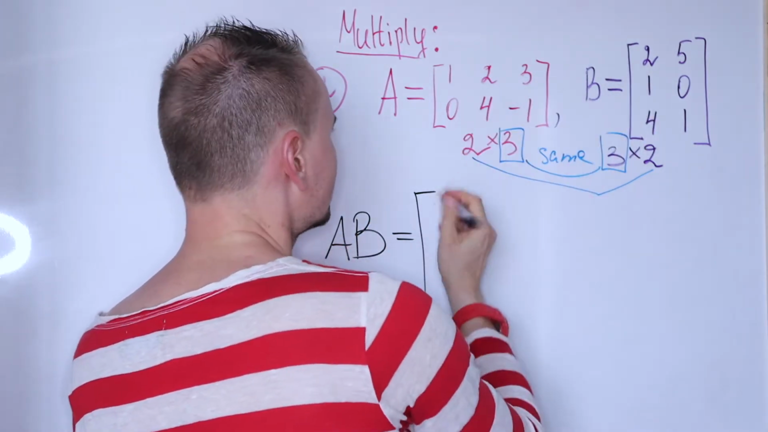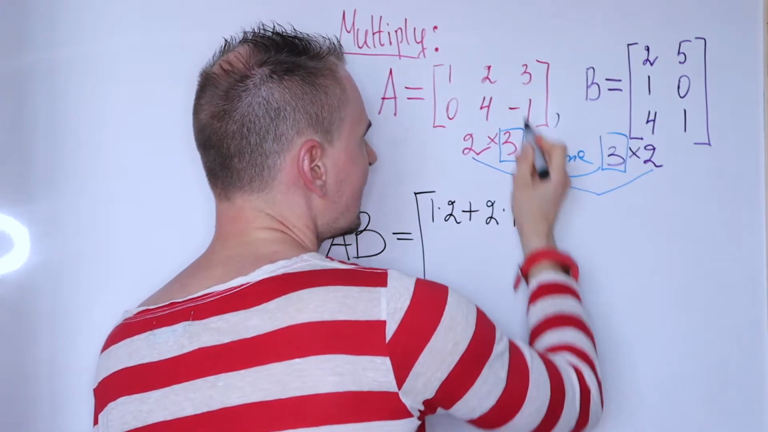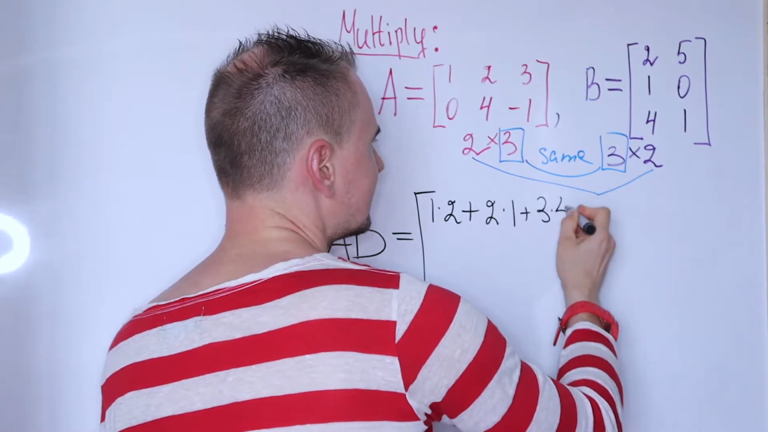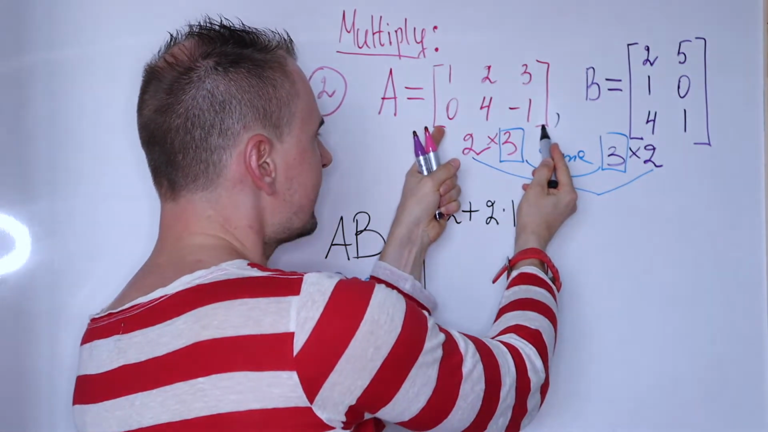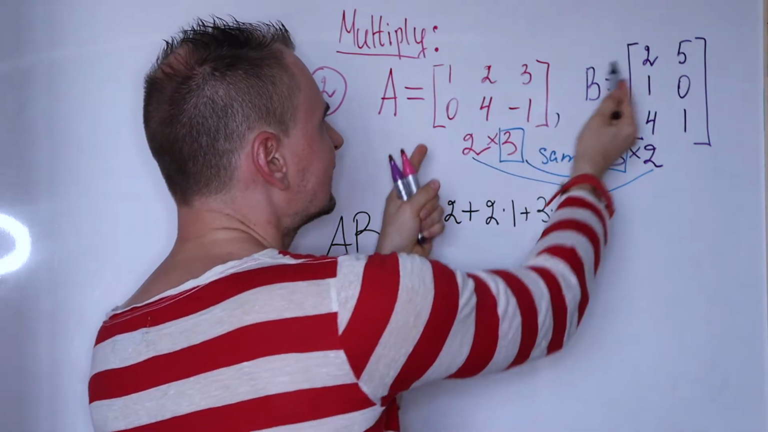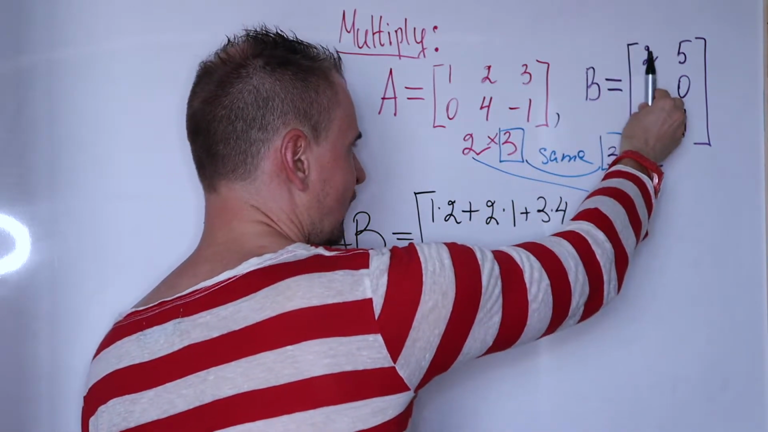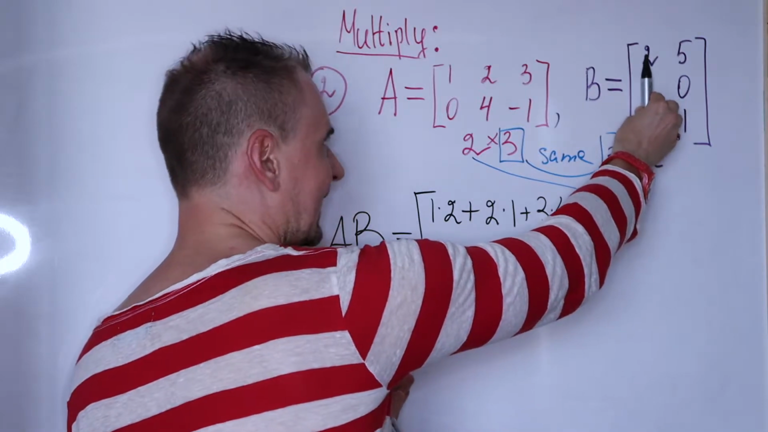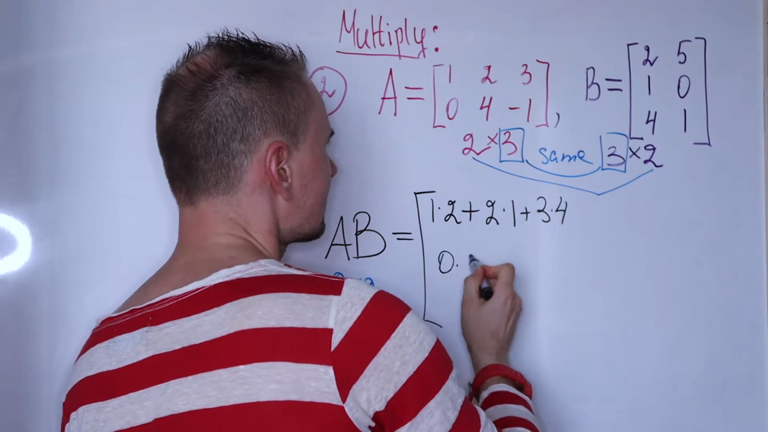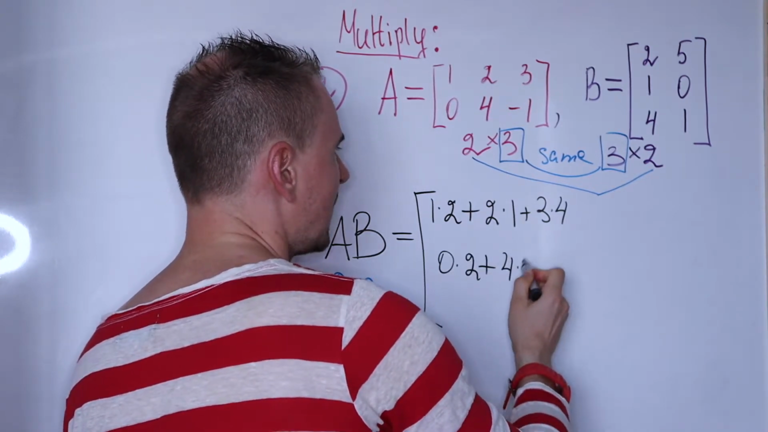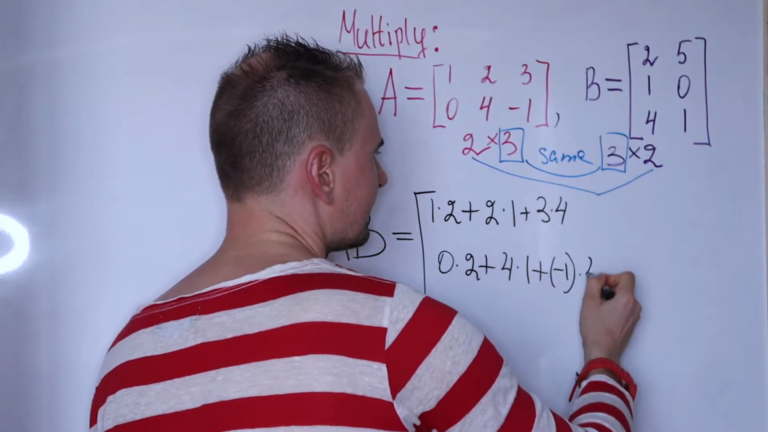So 1 times 2 plus 2 times 1 plus 3 times 4. This is the first element, top left. Now, moving to the second row in the first matrix, with the same process with the first column in the second matrix. So 0 times 2 plus 4 times 1 plus negative 1 times 4.